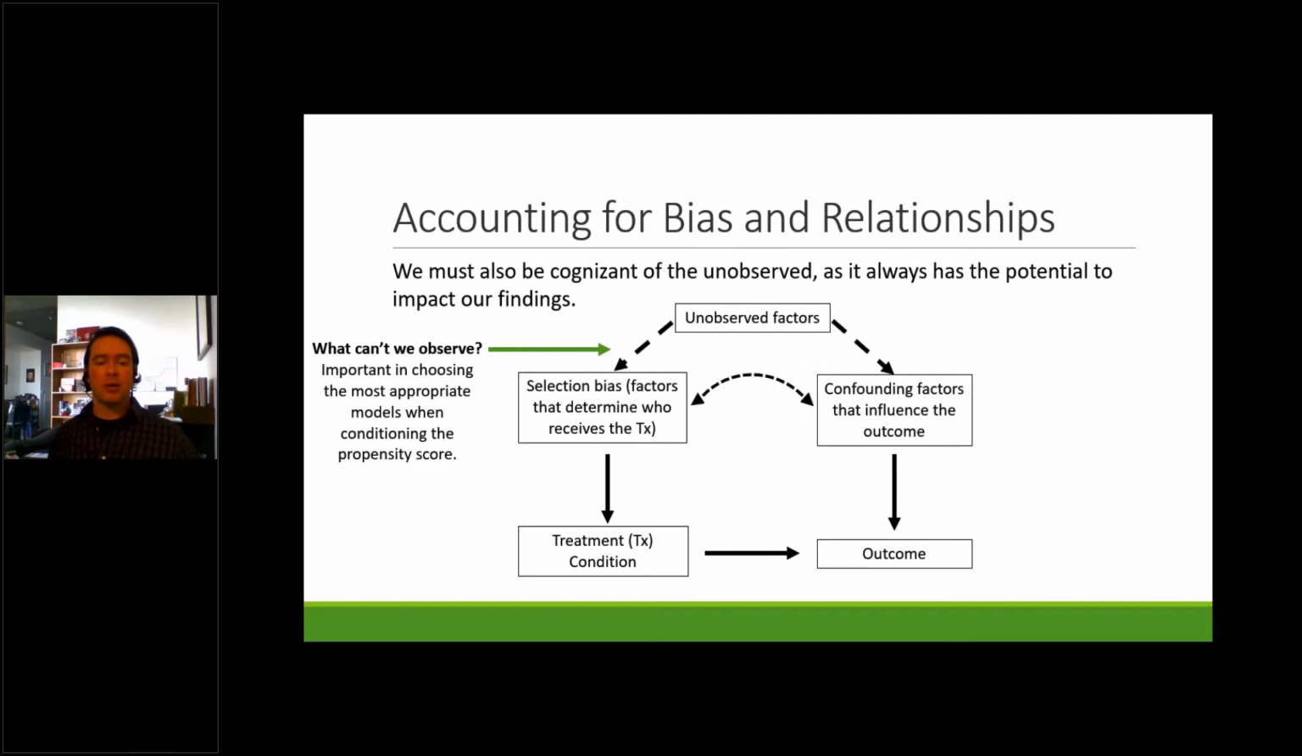We also must be cognizant of the unobserved, as it always has a potential to impact our findings. The best way we can do this is to keep in mind the question, what else could be explaining the selection bias? This lends greater credence to choosing the most appropriate models when conditioning the propensity score.